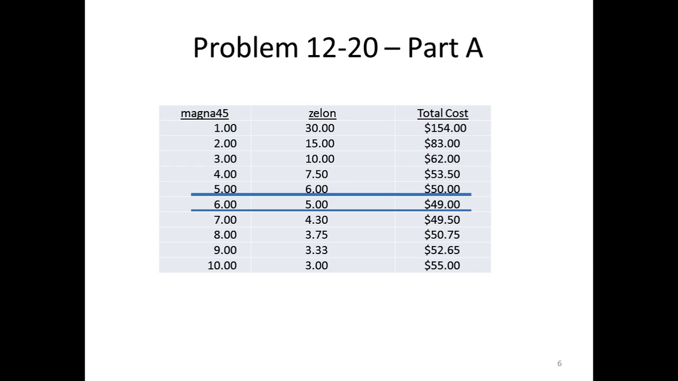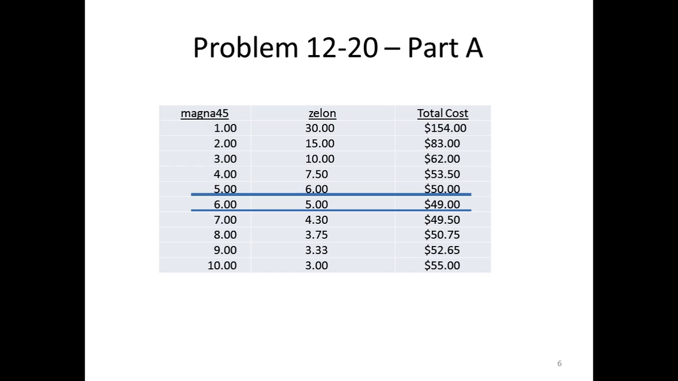However, this isn't the end of the problem, because Part B says as the fiscal year begins, so after these standards are established, 6 gallons for Magna and 5 gallons for Zelon, the price changes on the inputs. The price of Magna falls to $3 per gallon. The price of Zelon rises to $7.